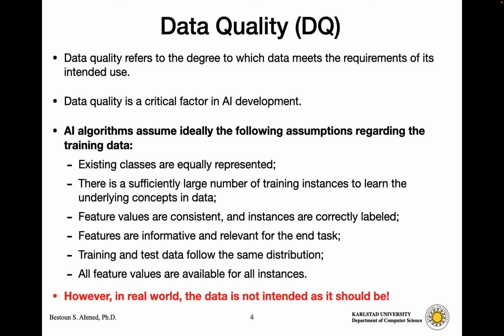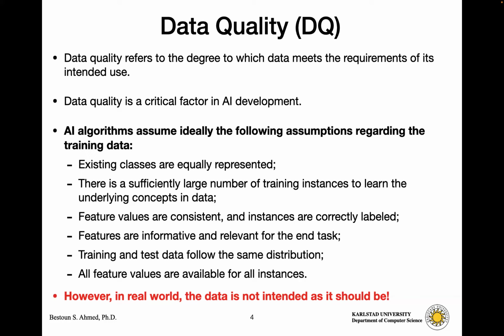So in the ideal case, the AI algorithms assume that everything is ideal. Everything ideal means what? It means that the existing data classes are equally represented. There is no underrepresentation or inequality. For example, there is a sufficiently large number of training samples, so the data is sufficient.